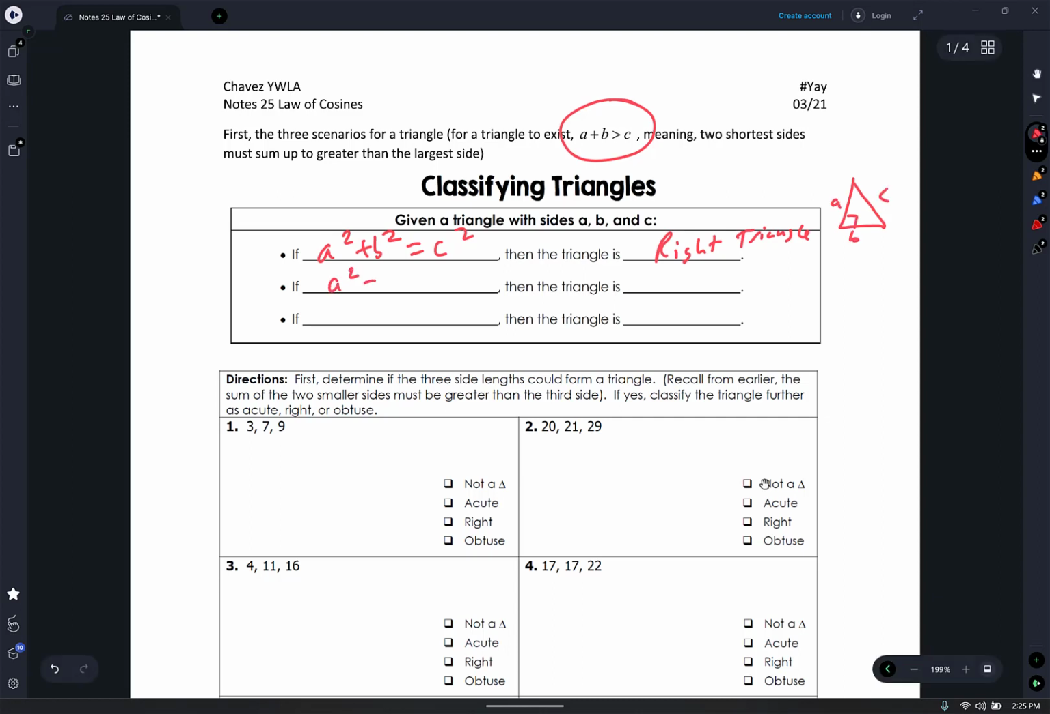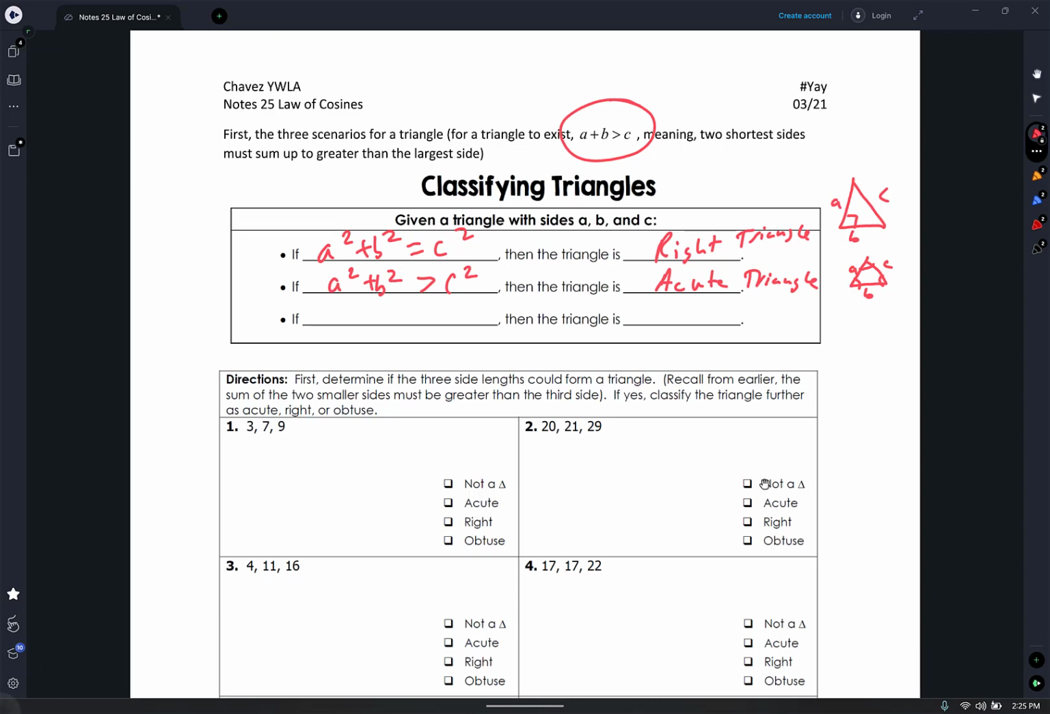If a squared plus b squared is greater than c squared, take a guess. There's only 3 options total, and I already used one of them. It's not obtuse, it's an acute triangle. And that one would look like this, they're all acute. They're all cute. That was lame, I know.